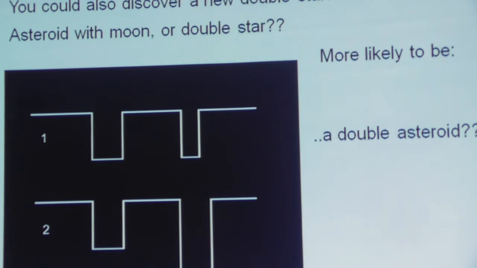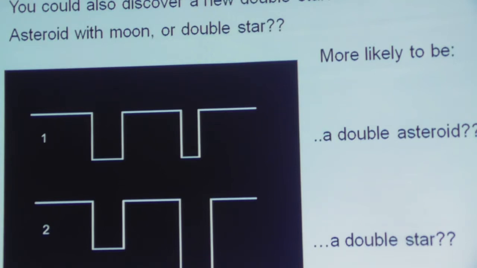But if it's a double star, it's unlikely that the two elements of the binary double star are exactly the same level, so it's quite likely that the dipped level, if you like, is different. You can't say that is always true, but that's a sort of rule of thumb if you see a double dip in your light curve.